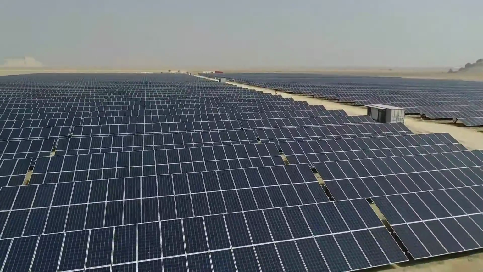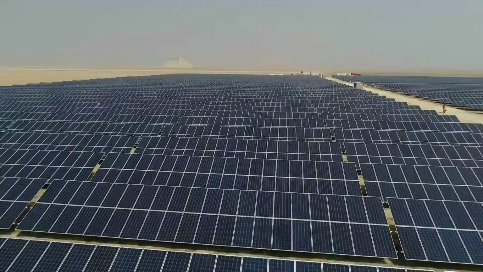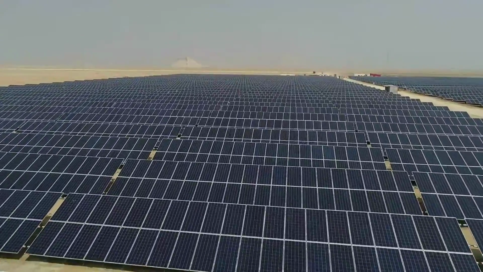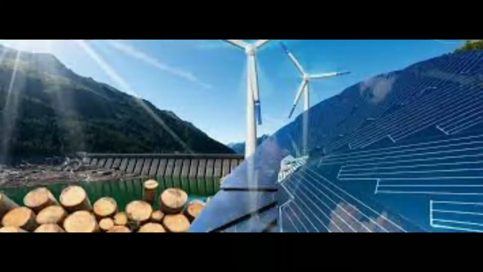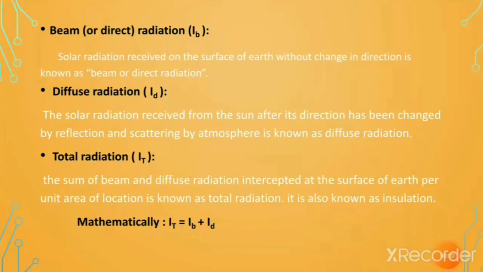In today's video, we will discuss some of the remaining terms that are related to solar energy. So watch the video till the end to know about that. Today at first, we will know about beam or direct radiation. Solar radiation received on the surface of Earth without change in direction is known as beam or direct radiation.